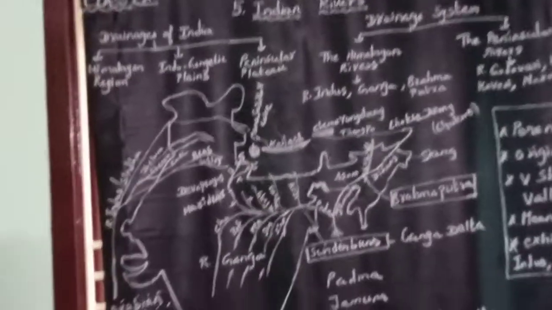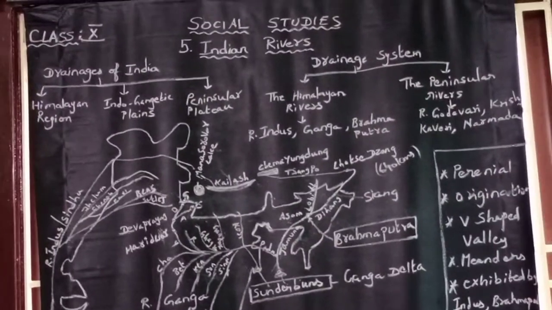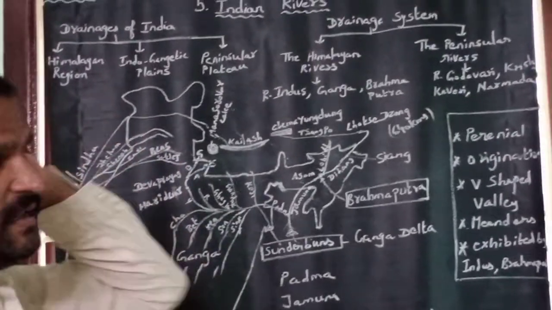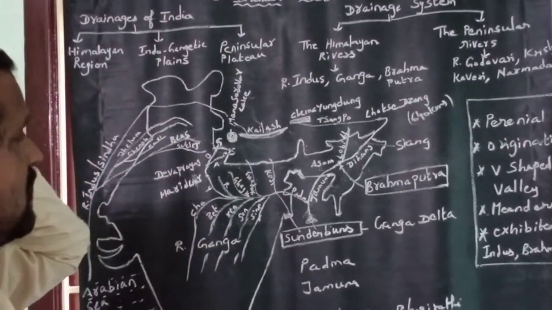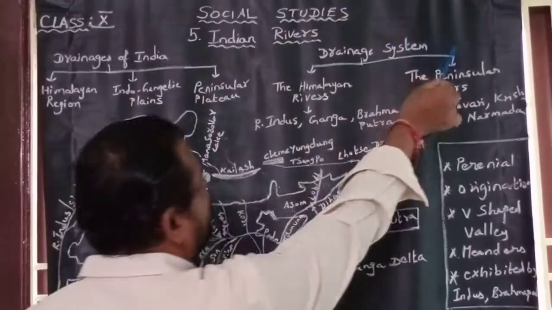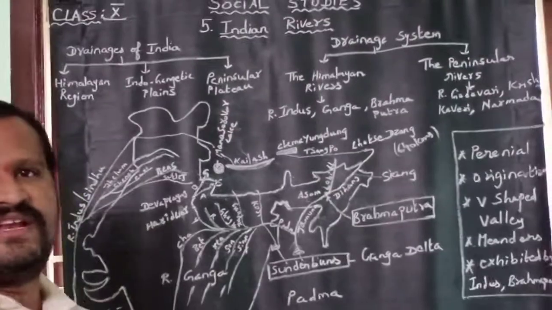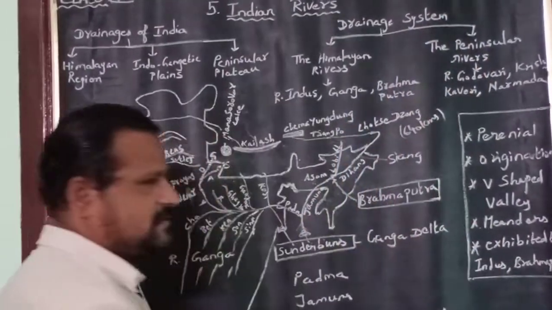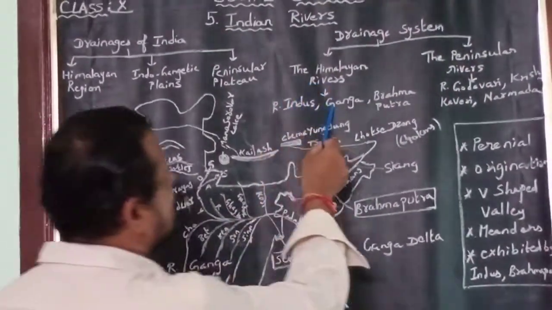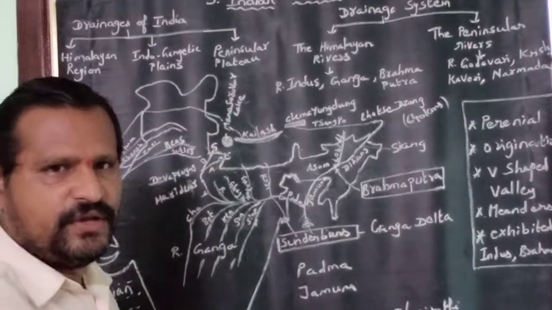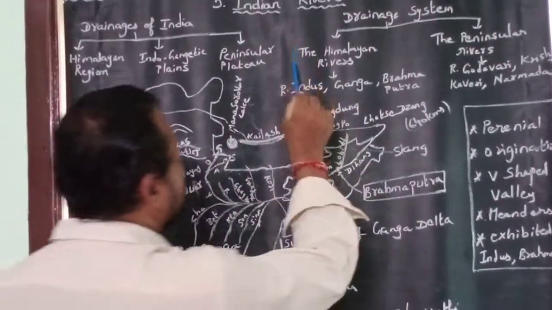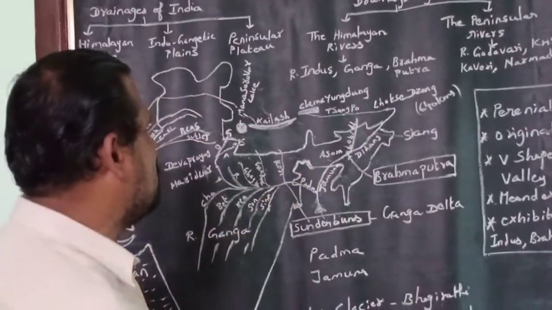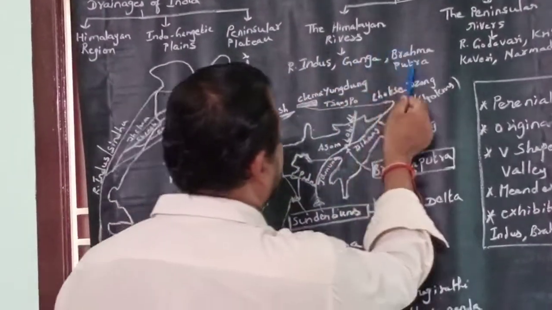Okay children, so far we discussed the Himalayan river system. Let me explain once again. The drainage system of India can be broadly classified into two types. One is the Himalayan rivers, the other is Peninsular rivers. Himalayan rivers are Indus, Ganga, Brahmaputra. In this video, we are going to learn only about the Himalayan river system. The Himalayan river systems are three principal systems. They are River Indus, Ganga, Brahmaputra.